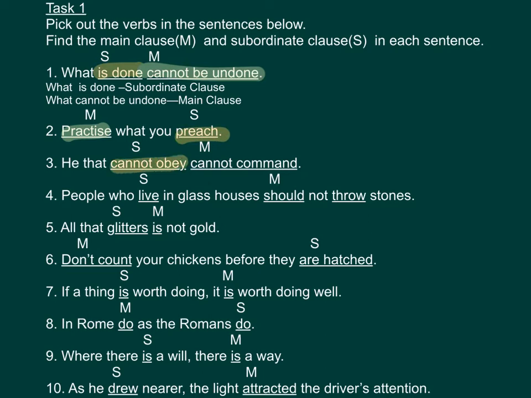He that cannot obey cannot command. People who live in glass houses should not throw stones. All that glitters is not gold. Don't count your chickens before they are hatched. If a thing is worth doing, it is worth doing well.